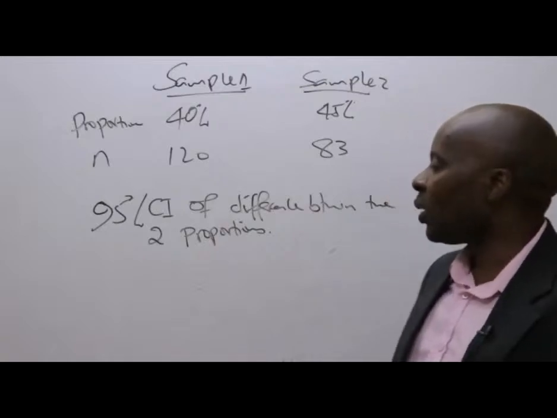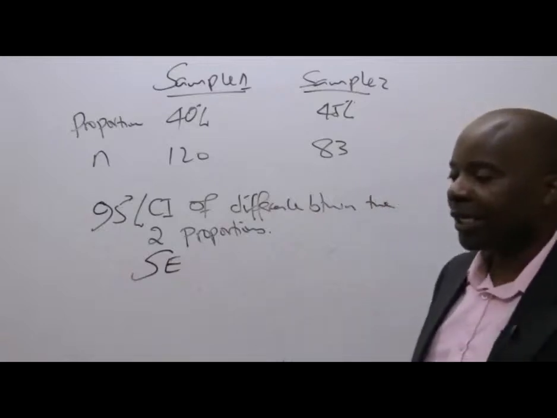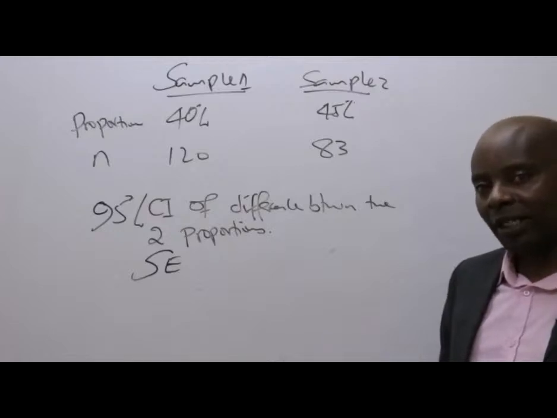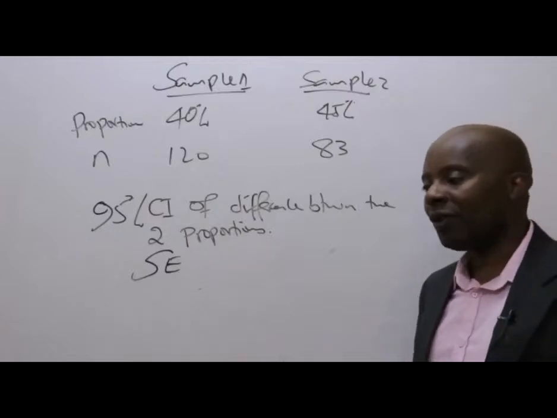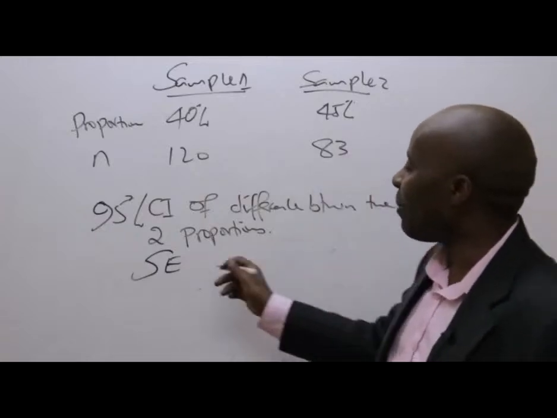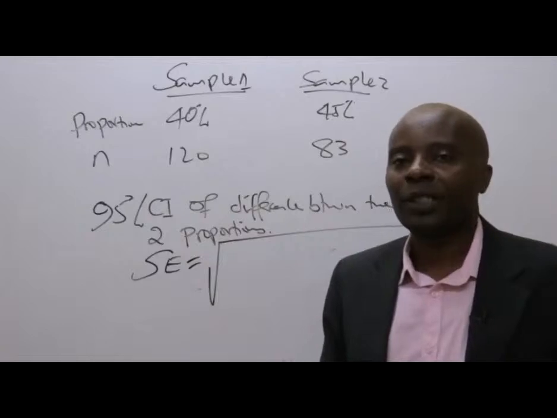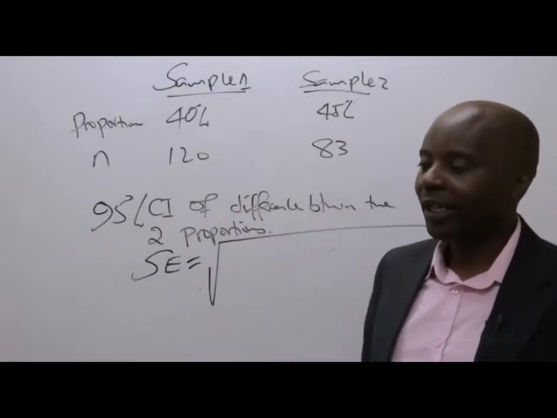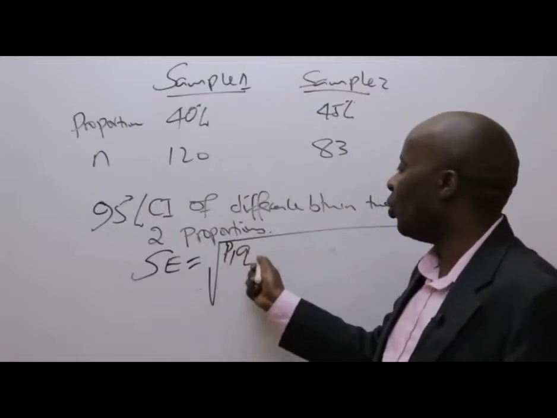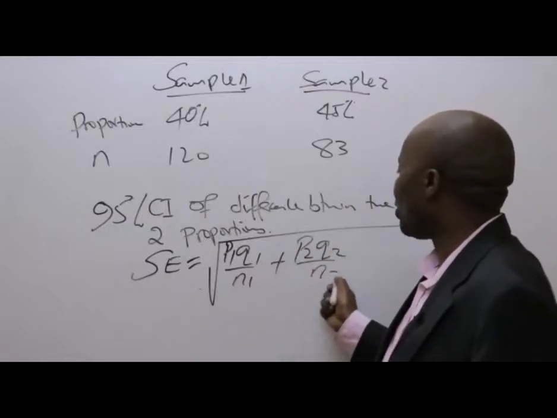So the first thing that I will do here is to calculate the standard error, bearing in mind that here we happen to be having 2 samples. So the standard error will be equal to the square root of P1 Q1 over N1 plus P2 Q2 over N2. These are things you'll have to just master. They're not hard. After we finish this and then we revise, everybody will be very okay.